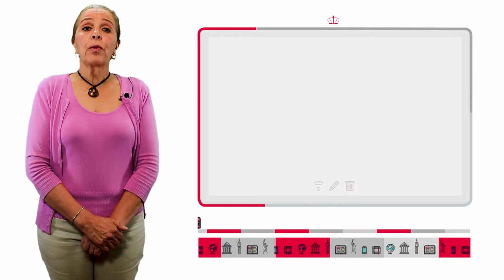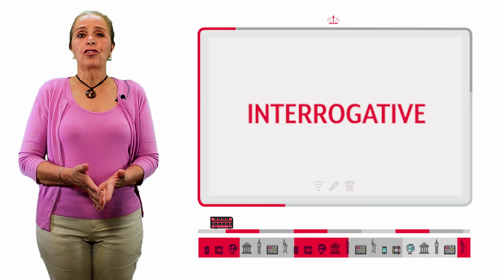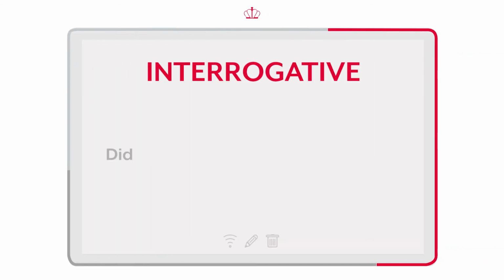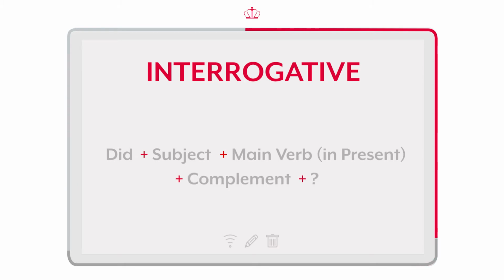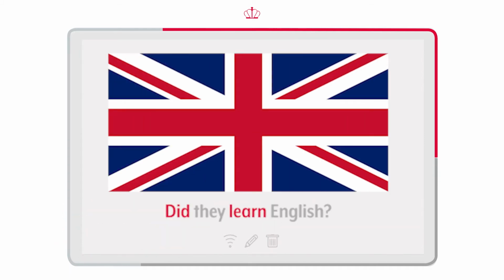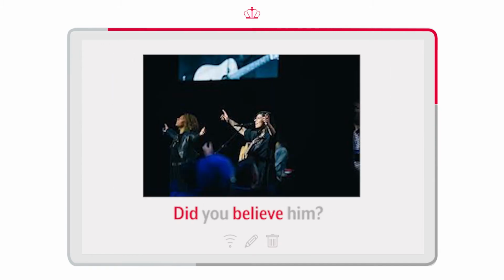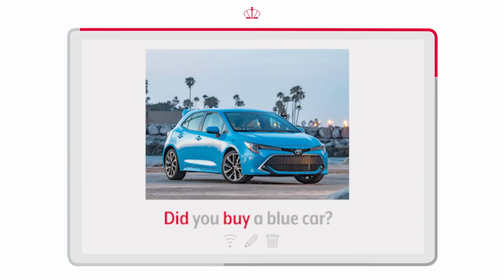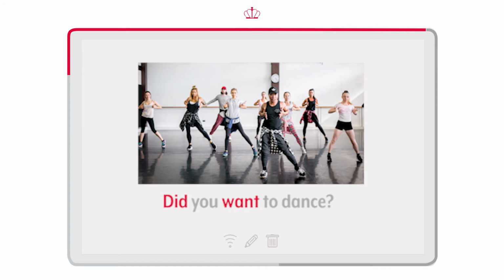And the interrogative sentences under structure as well. Auxiliary verb did plus the subject plus the main verb in present plus the complement plus the question mark. Did they learn English? Did you believe him? Did you buy a blue car? Did you want to dance?